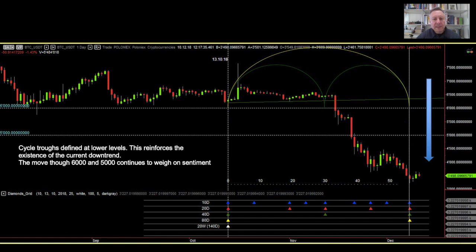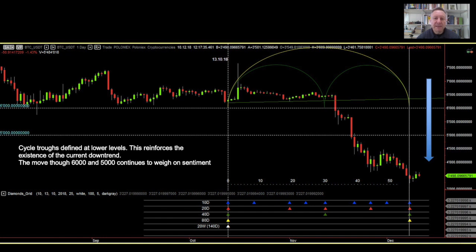If we just recap on some of the price action that we've seen over the last few weeks, perhaps the most significant development has been the sell-off in Bitcoin, seeing price action move below both the 6,000 and the 5,000 level. Now, both of these were very important psychological levels, and from a sentiment perspective, this most recent decline in price action continues to weigh on market sentiment. In other words, the current underlying bearish pressure remains intact.